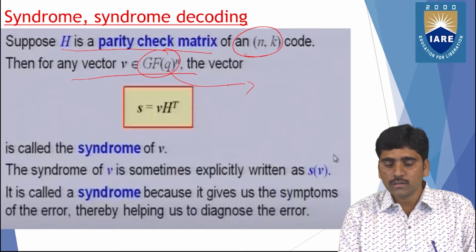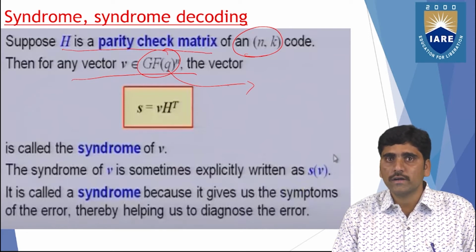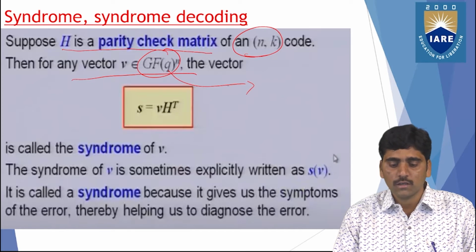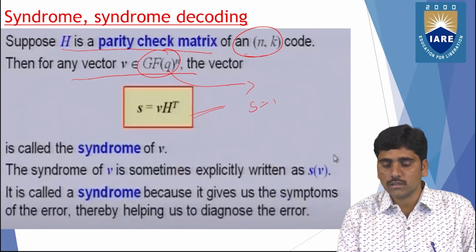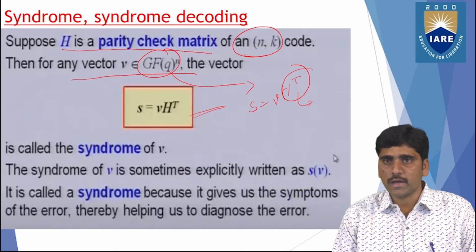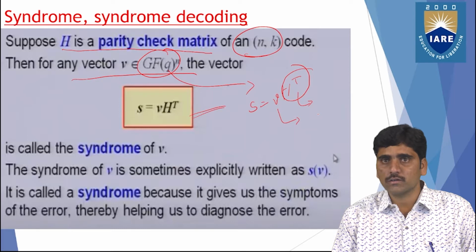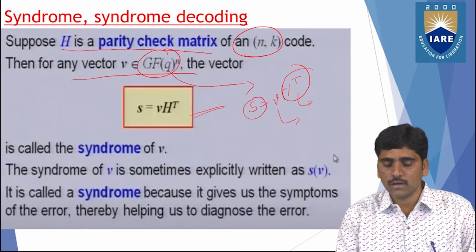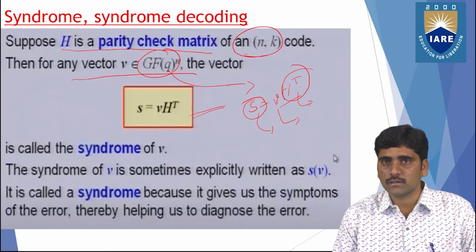So to identify the symptoms of the errors, the formula is S equals V H transpose. Here H is the parity check matrix, and V is the input vector. And S is the syndrome of this vector with the parity check matrix.